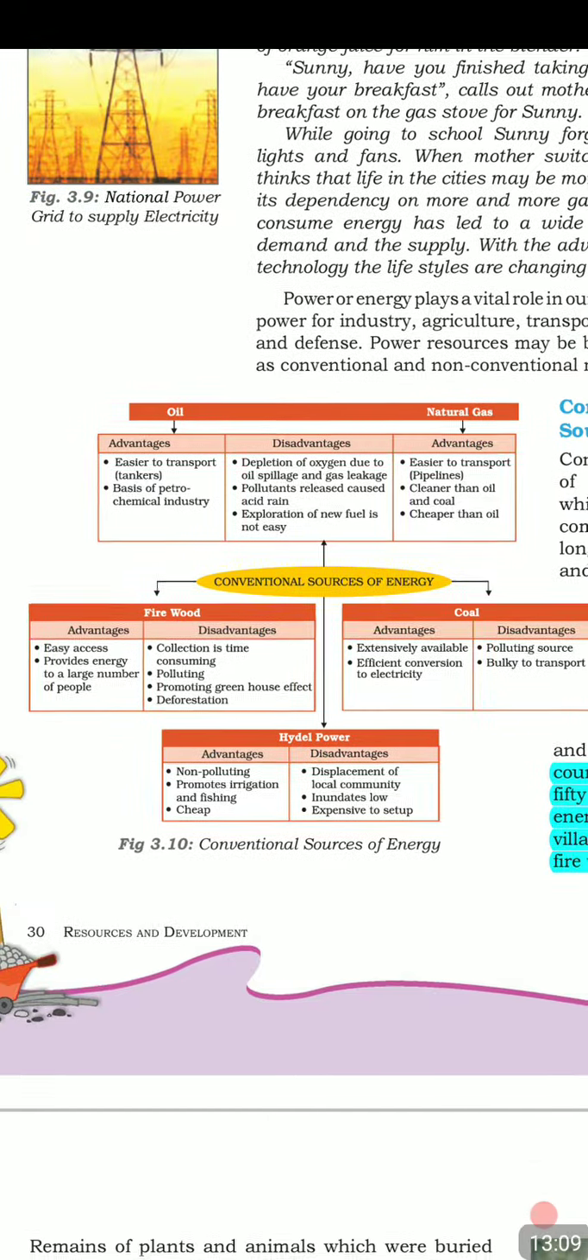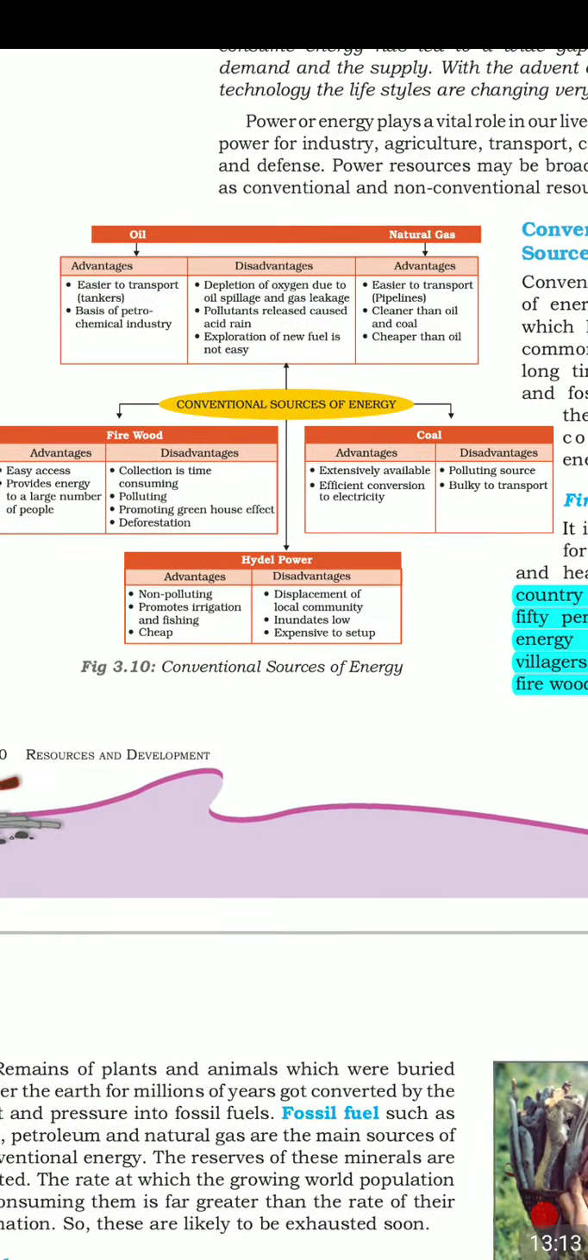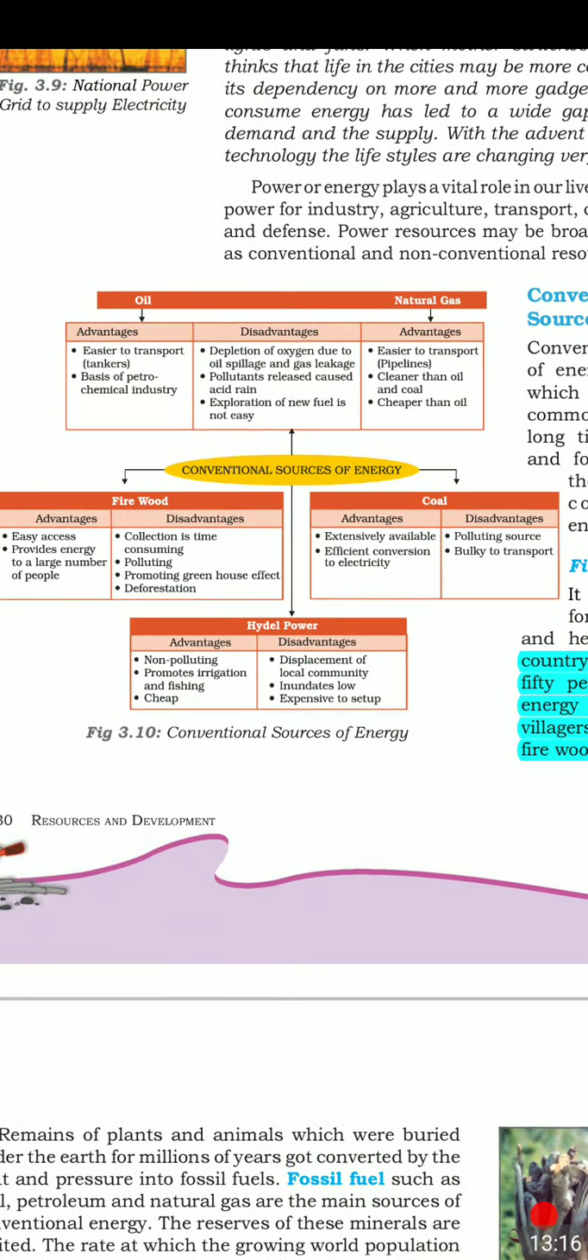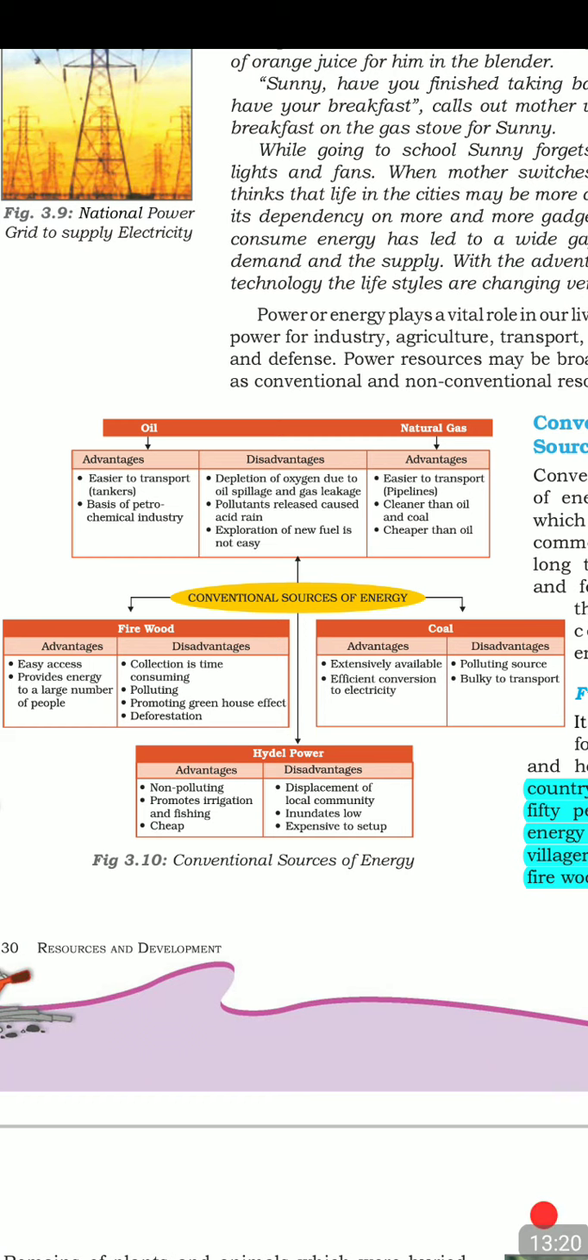Next, we move to firewood. Easy access, it provides energy to a large number of people, but the problem is collection is time consuming, polluting, and promotes the greenhouse effect and deforestation, and soil erosion also.